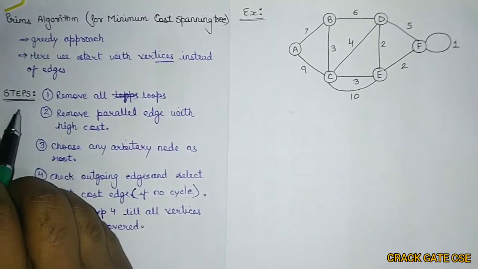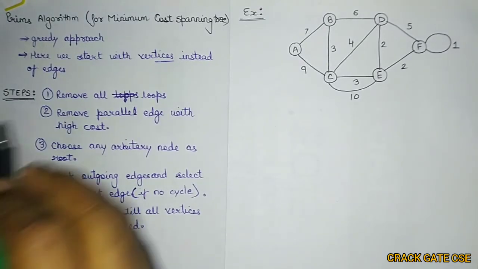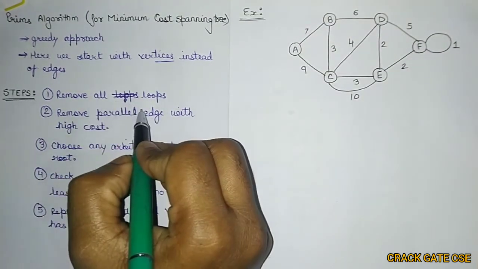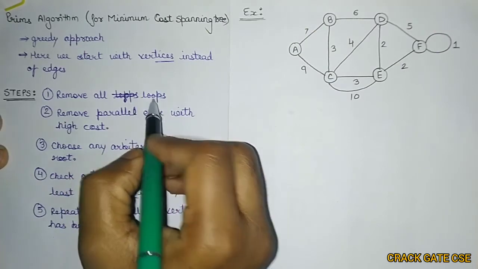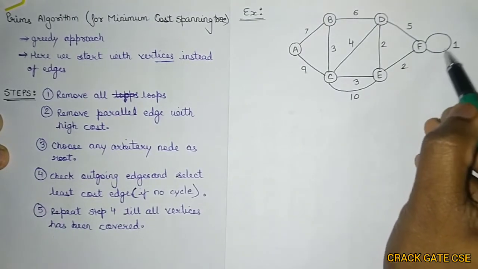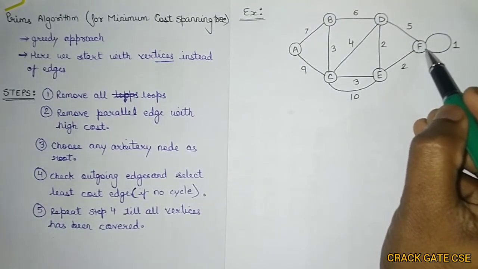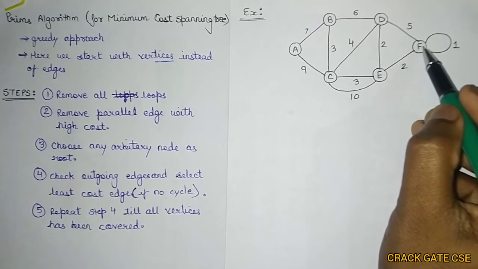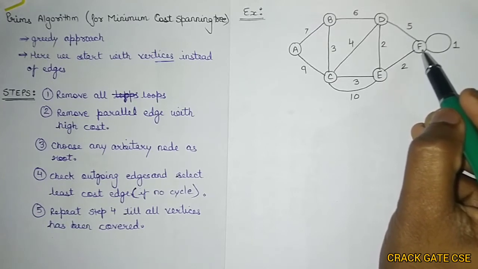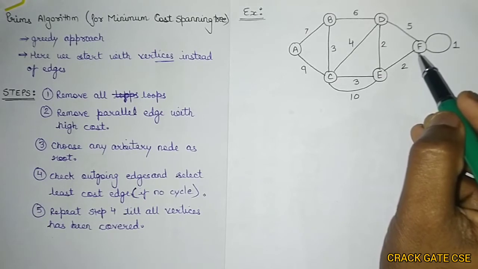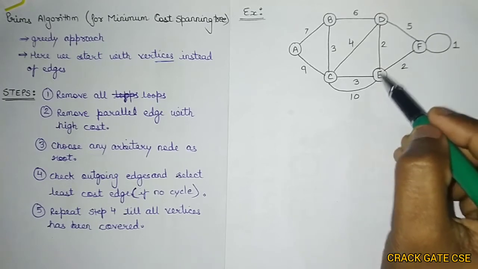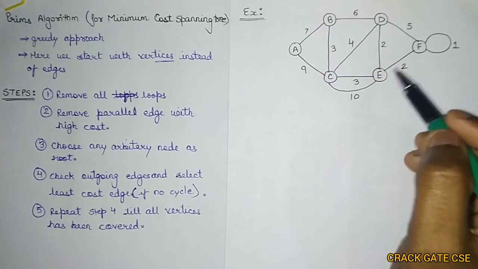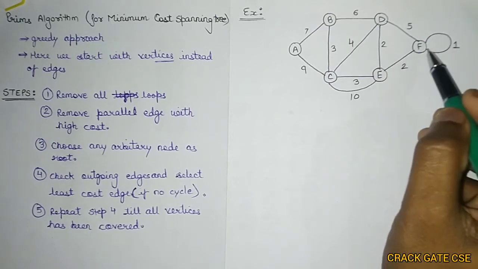Now first, let's see what the steps are. There are 5 steps. The first step is to remove all loops, if we have any loops or parallel edges. For example, you can see this example here. I have a loop, so this has to be removed because its starting and end vertex are the same. That means it is useless when we try to find the minimum cost spanning tree, because in a minimum cost spanning tree we select an edge using which we are able to go from one vertex to another vertex. That's why this is useless.